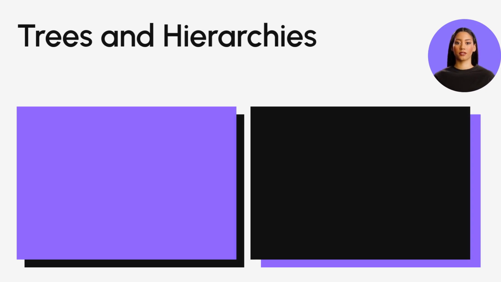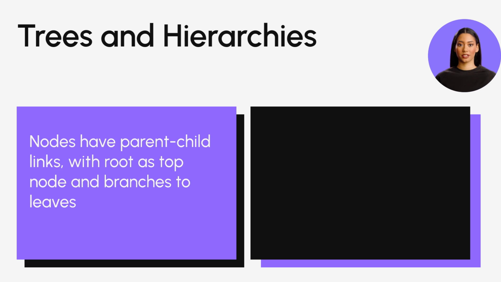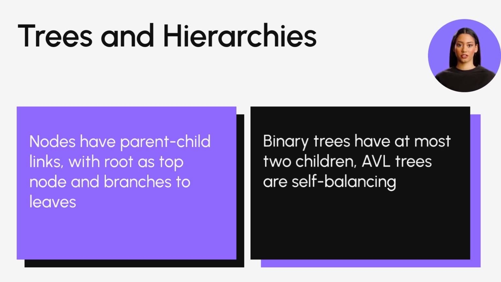Trees are hierarchical structures with nodes, where each node has a parent-child relationship. The root is the top node and branches extend to leaf nodes. Types of trees include binary trees, where each node has at most 2 children, and AVL trees, which are self-balancing. Trees are used for efficient searching and sorting. Real-world examples include organizational charts and file systems.